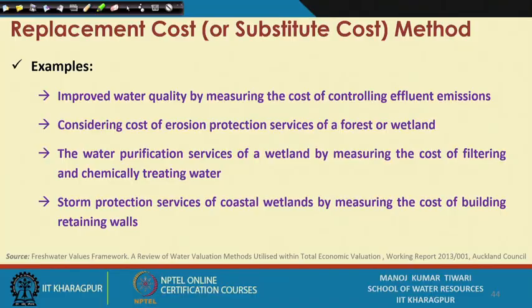Then similarly, there is the cost of erosion protection services of a forest or wetland. If you want to protect coastal wetlands from storms and build a retaining wall, what is going to be the cost of that? What would the water purification costs be for maintaining a wetland or a water resource, chemically or physically treating the water? All these different aspects of cost would add up and give you an indication of the value of that particular resource or, at times, service.